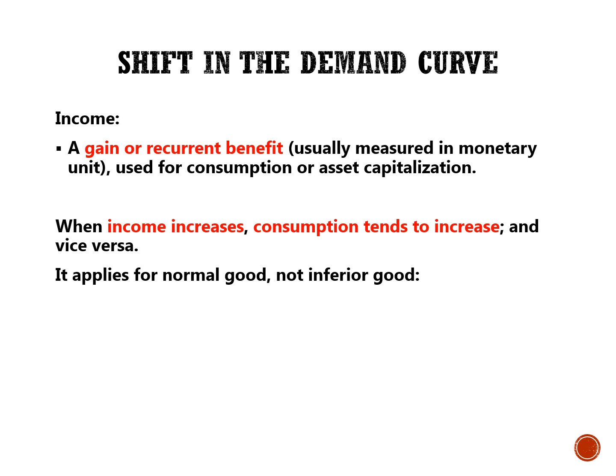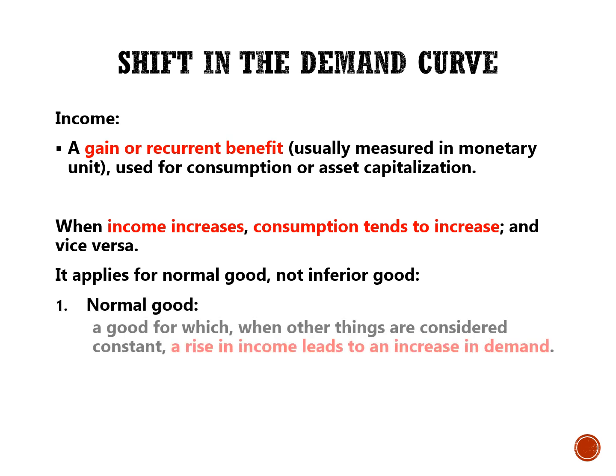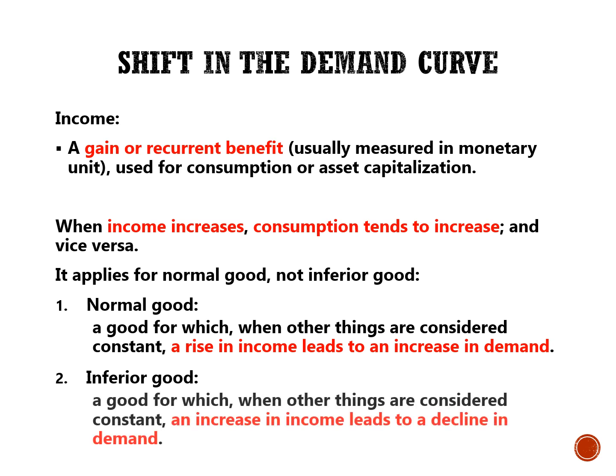So, a normal good can be defined as a good for which, when other things are considered constant, a rise in income leads to an increase in demand. While an inferior good can be described as a good for which, when other things are considered constant, an increase in income leads to a decline in demand.